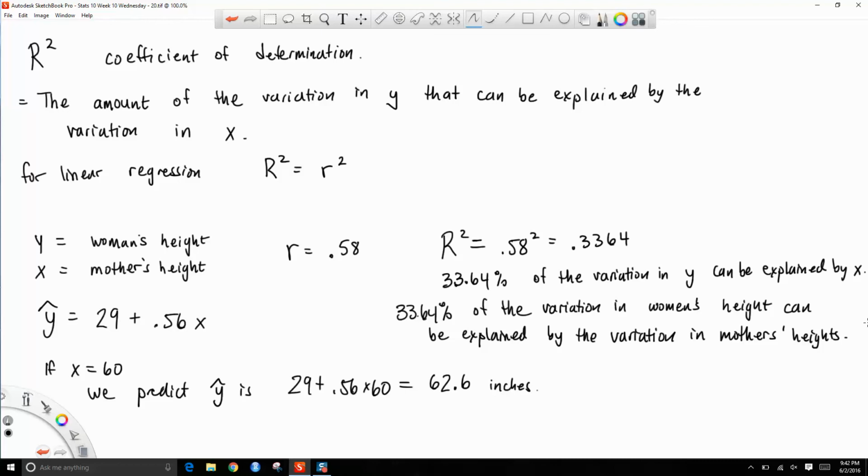Okay, so that is the coefficient of determination there. Then I have to end this chapter with warnings about correlation and causation and linear regression and all of these things that you shouldn't do.